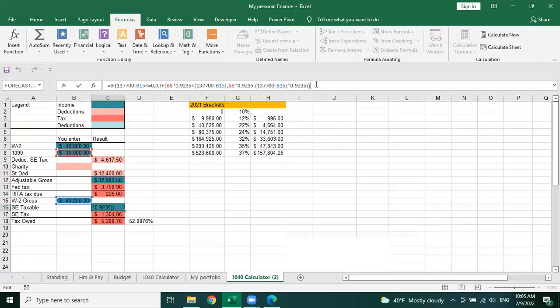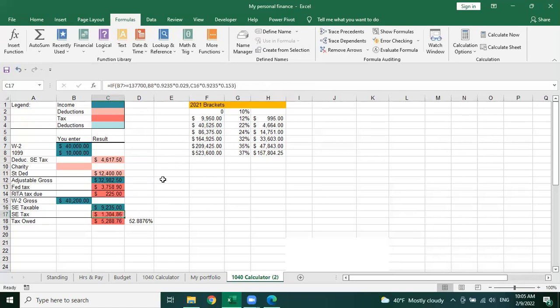Hopefully that makes sense. It's a little hard to explain the math unless you have a visual with pie charts and stuff, which I could do, but I'm not going to. I'm going to assume you do understand how that math works. I think I did a pretty good job of explaining that. Okay, so that's how we get our taxable.